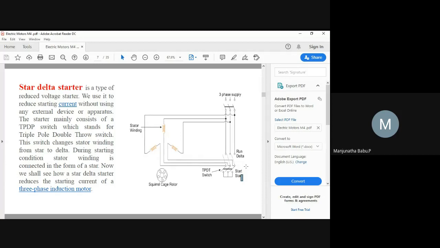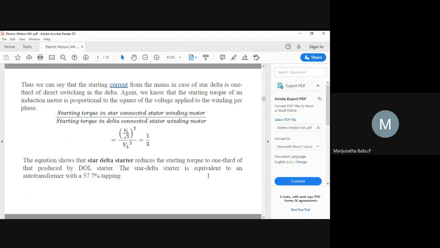Do you have any doubts? Any doubts with respect to star delta connection? And please note down this equation. In case of star, the voltage is reduced, that is the starting torque is 1/3 of that produced by the delta starter. Okay, so next we'll go for the dual starter. That I'll do in tomorrow's class.